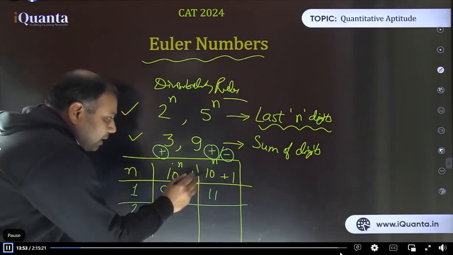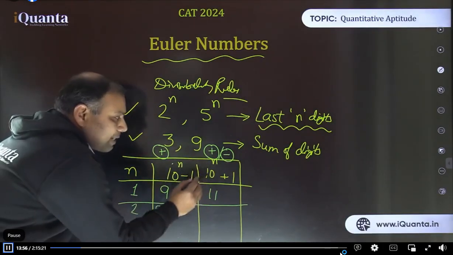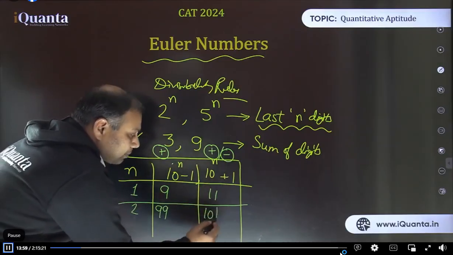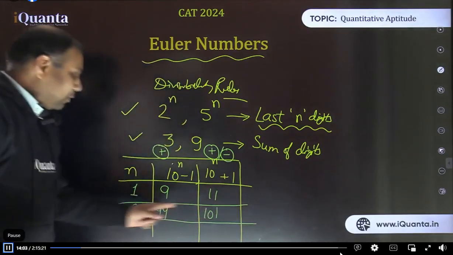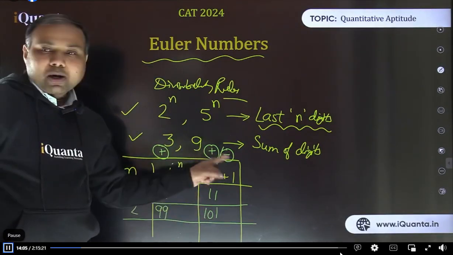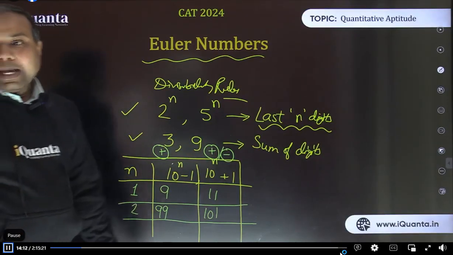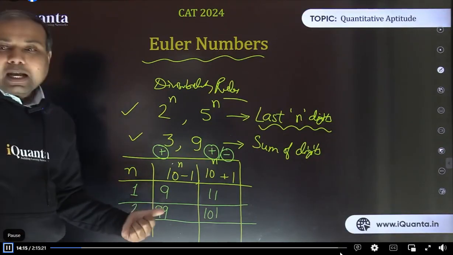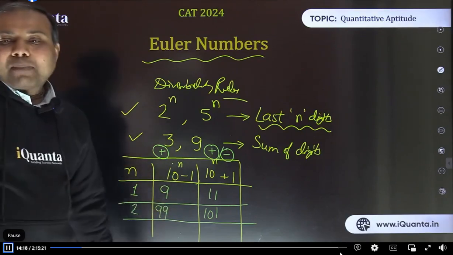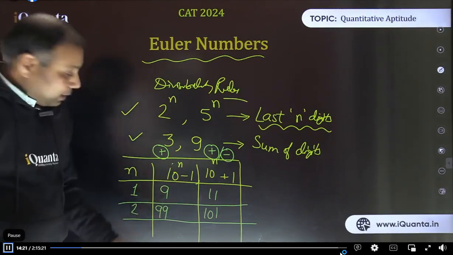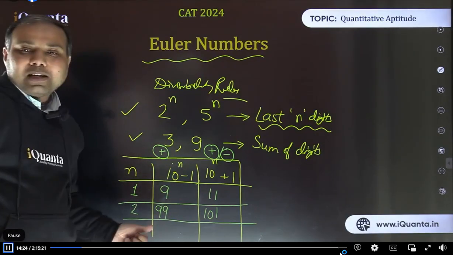And in the same way for 10 power n plus 1, if I put n equals 2, that becomes 10 square plus 1, that is 101. So the rule for 101 is also similar. Make groups of two digits at a time, but this time the groups are alternately positive, negative, positive, negative. Yes, for 99 and 101. And a very important point here is that these rules are not only for these particular divisors, but for all their factors. I repeat, this rule is not only for this particular divisor, but for all its other factors.